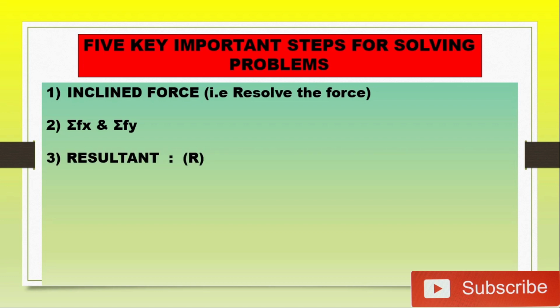The third step is resultant. Now the formula for resultant is root of summation f of x the whole square plus summation f of y the whole square. We'll get the value of summation f of x and summation f of y from step 2.